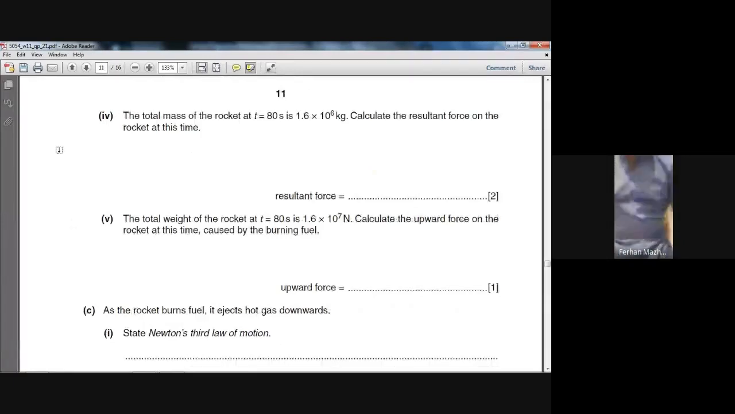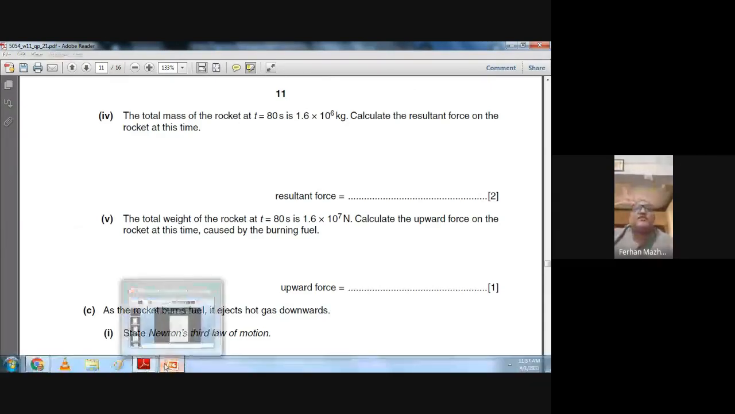The total mass of the rocket at t equals 80 seconds is 1.6 × 10^6 kg. Calculate the resultant force on the rocket at this time. I know the mass of the rocket now, and I know the acceleration produced in that rocket. So I can find the resultant force which is producing that acceleration. I can use Newton's second law of motion in its mathematical form, F equals ma. I know the m value, I know the a value. Simply put those values in that formula and you will find the resultant force.